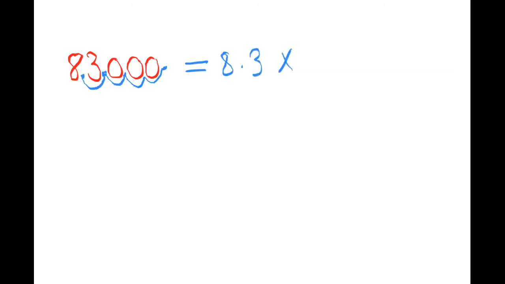So it will be 8.3 times 10 power. How many movements? 1, 2, 3, 4. So it will be 10 power 4. So this is my number in a standard form. Okay? Got it?